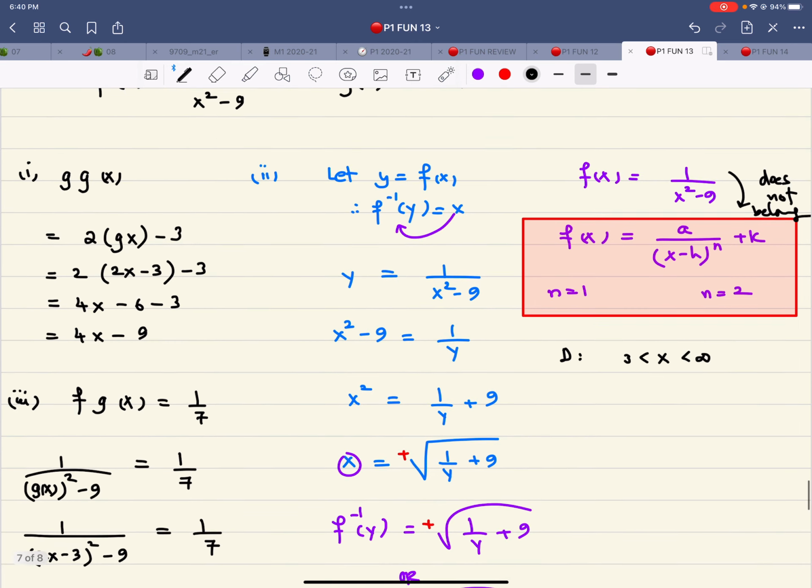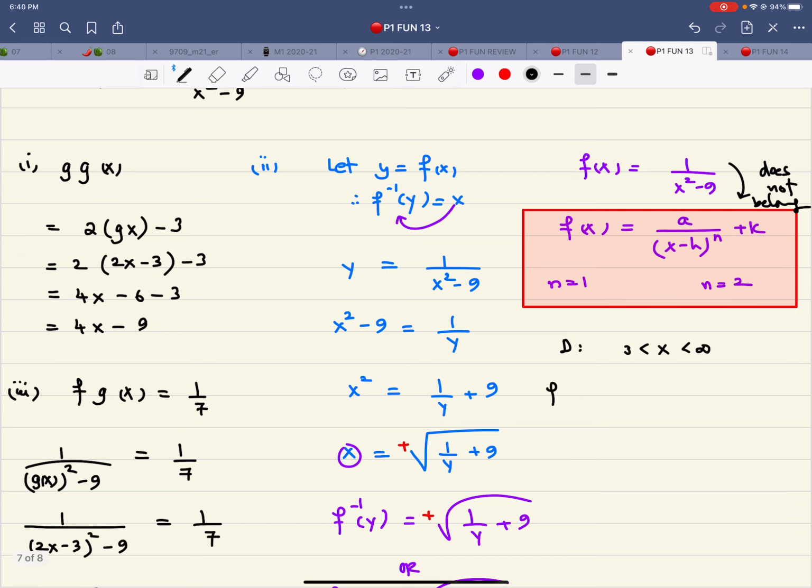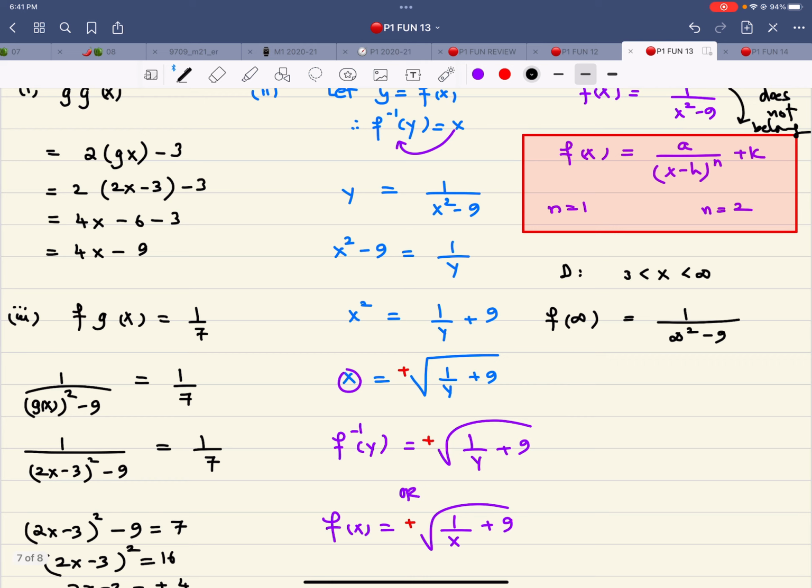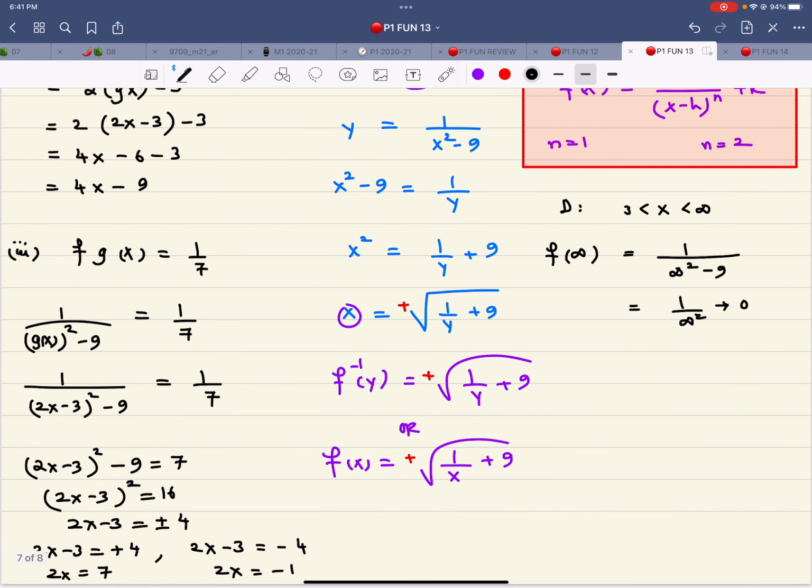Let me plug in infinity. f of infinity is 1 over infinity squared minus 9. We know that infinity squared is still infinity, minus 9 is still infinity, and 1 divided by infinity is actually 0. So this is one value that you get. Let me choose another value, 3, for example. Of course I should not, because x is greater than 3. So this is 3 squared minus 9, which comes out to 1 over 0, which is infinity. That's another thing that we get.